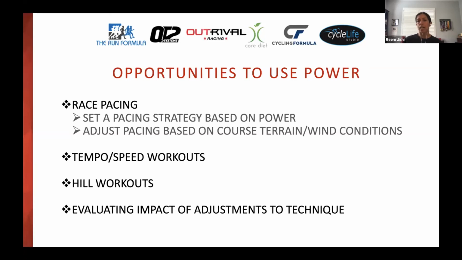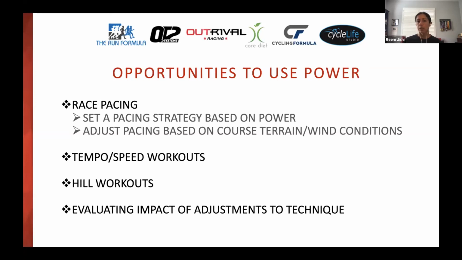So instead of saying I'm trying to hit that 8:14 pace, you can say I'm trying to hit my 2:10 power number. And so I'm going to go slower or faster based on the wind direction, the curves on the course, something like that. Things are going to vary a little bit. And you can use it for those tempo and speed workouts and your hill workouts.